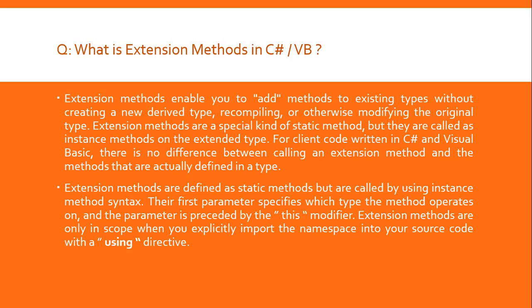Extension methods are defined as static methods but are called using instance method syntax. Their first parameter specifies which type the method operates on, and the parameter is preceded by the this modifier. Extension methods are only in scope when you explicitly import the namespace into your source code with a using directive. So let's have an example.